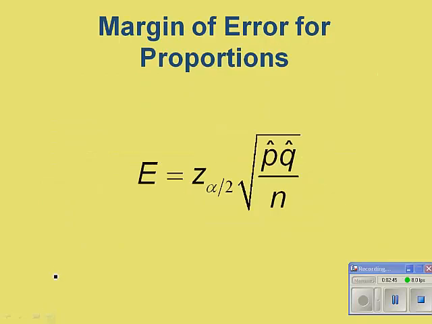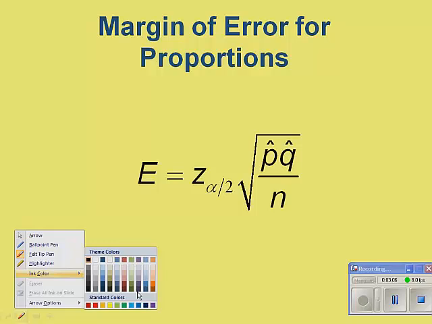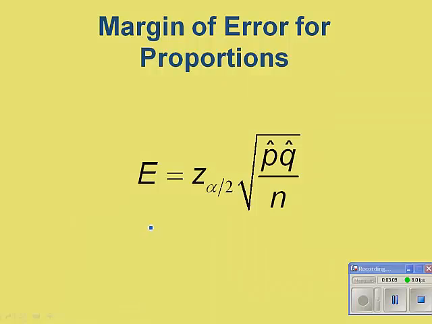Oh, there's a formula. The margin of error for proportions. E equals Z alpha over 2 square root. What the heck are we doing here? You know what I want to do? I want to try and compute this, but then I want to try and make sense of it. Because we can all use formulas, but they have to mean something.